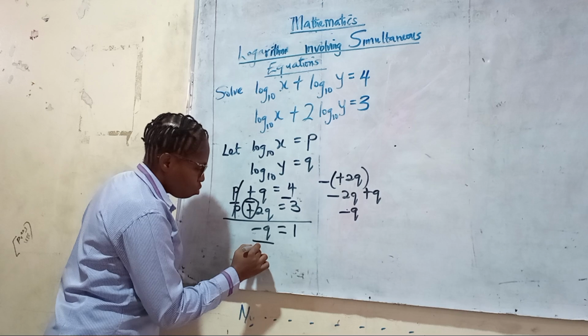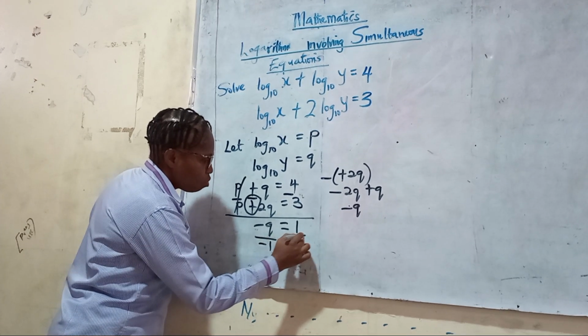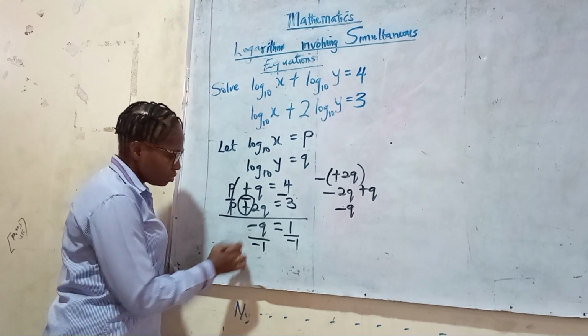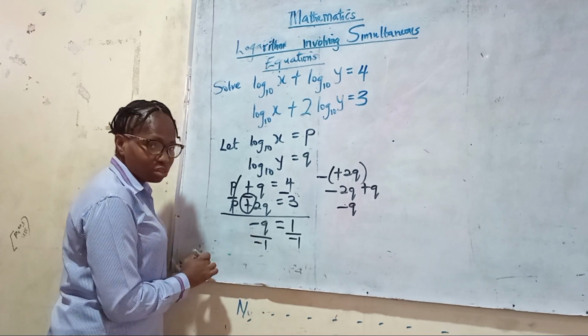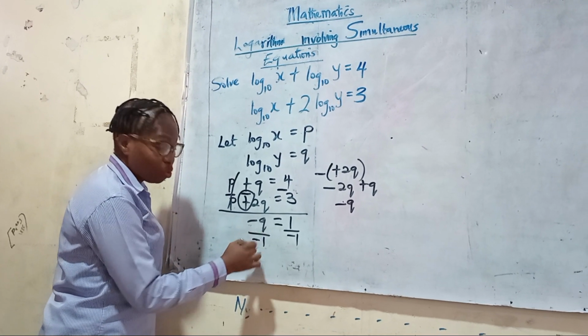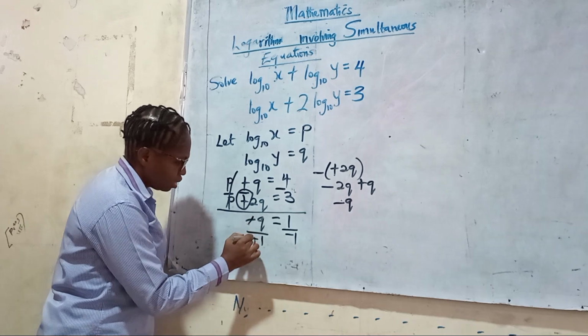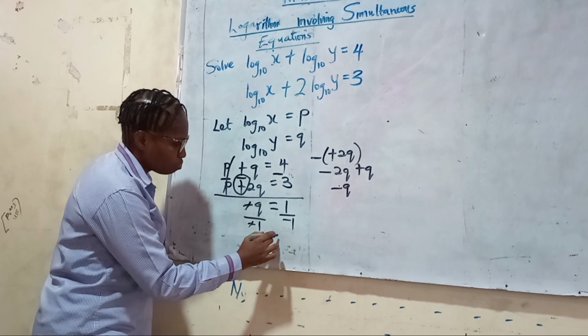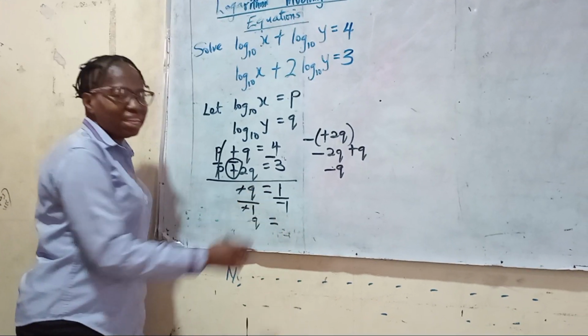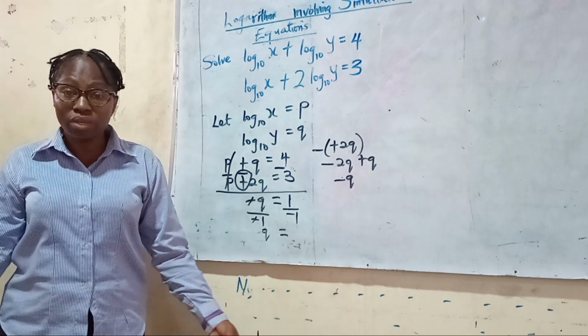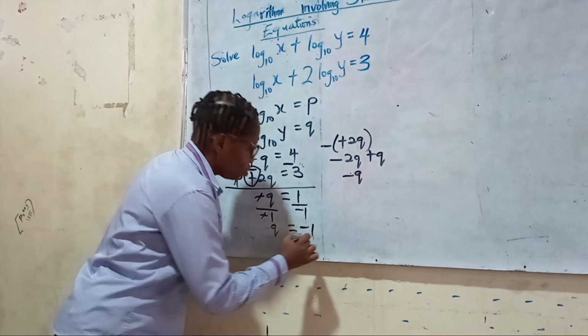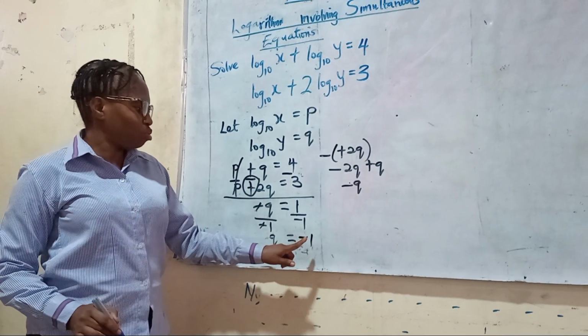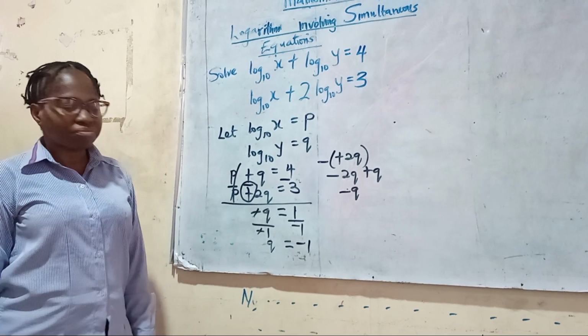This is over minus 1, over minus 1. Then minus cancels this minus. We now have q over 1. Q over 1 is q equals to 1 divided by minus 1, which will give us minus 1. Our q equals to minus 1.